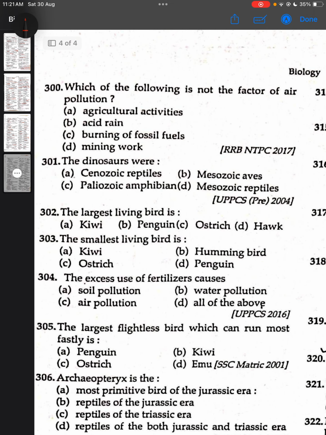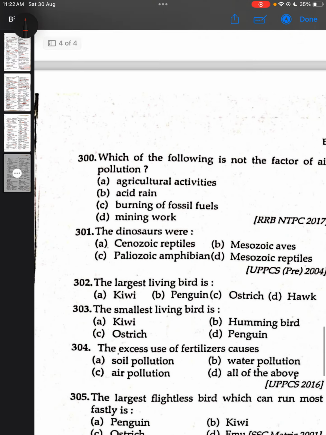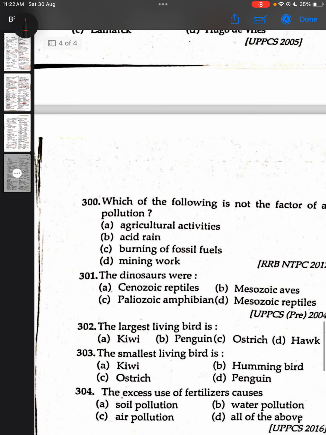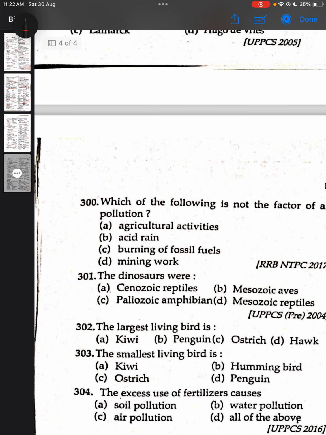Which of the following is not the factor of air pollution? They all contribute in the air pollution. The dinosaurs were... I think one page has been missing from here, so we will continue from question number 300.